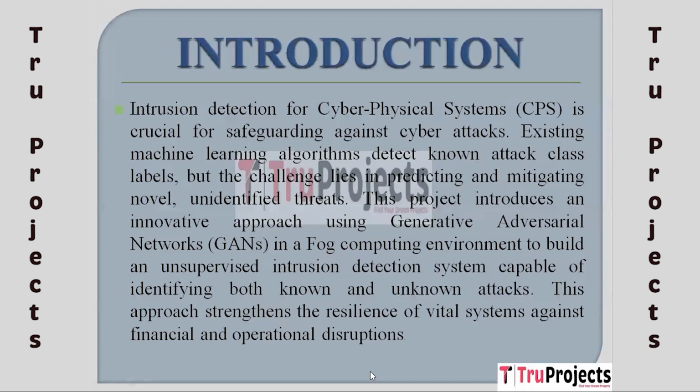Introduction. Cyber physical systems (CPS) need intrusion detection to defend against online threats. Machine learning algorithms can identify known attack class labels, but predicting and countering novel threats is difficult. In order to increase system resilience against monetary and operational disruptions, this project introduces an unsupervised intrusion detection system using generative adversarial networks (GANs) in a fog computing environment.